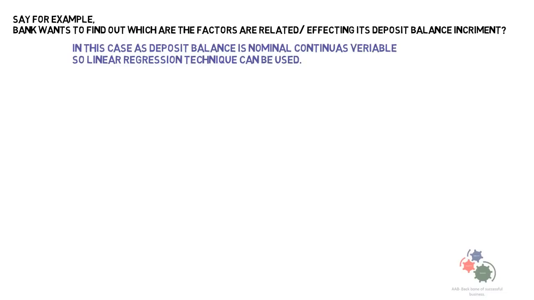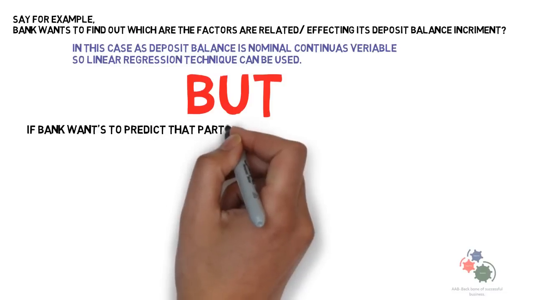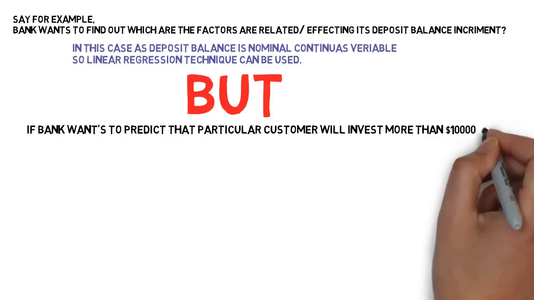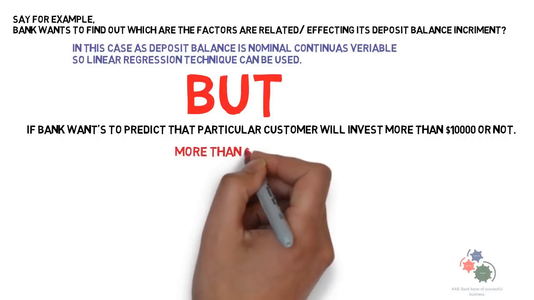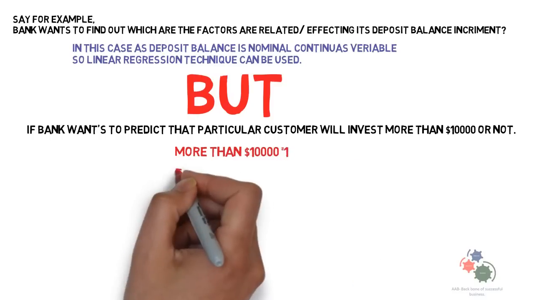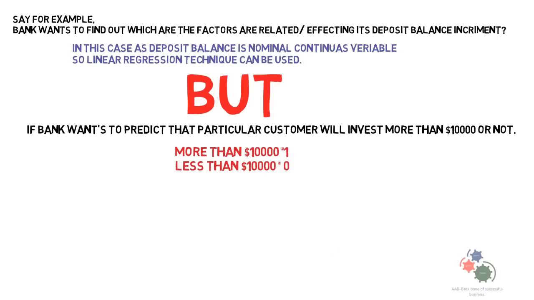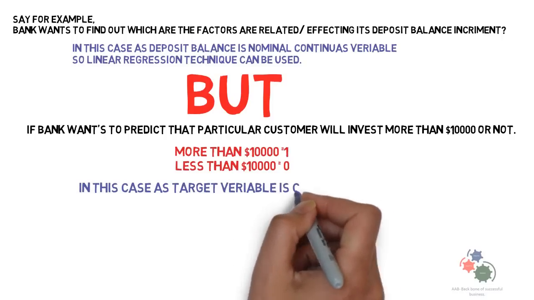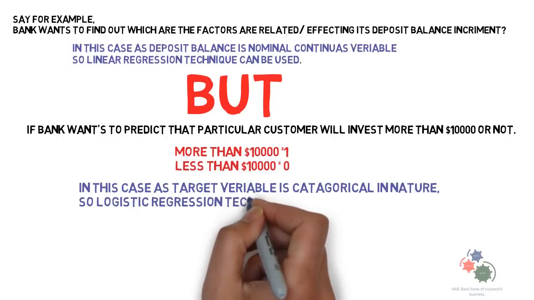But if the bank wants to predict whether a particular customer will invest more than $10,000 or not, we can write it like this: more than $10,000 is equal to 1, less than $10,000 is equal to 0. In this case, as the target variable is categorical in nature, the logistic regression technique can be used.